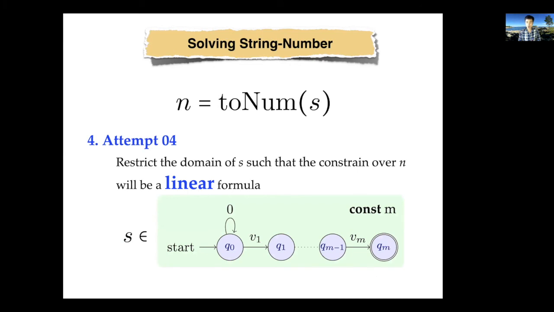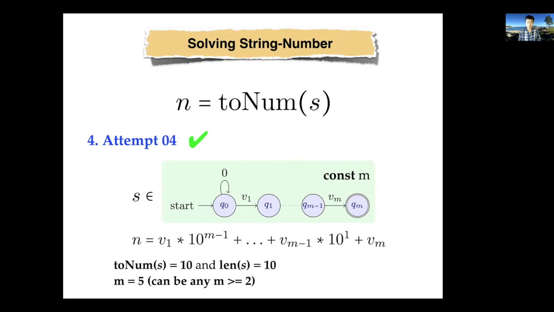That means we can define some constant M, and then we restrict the domain of our string variable to this form. We start with some zero loops, followed by some M nodes, and then we will have the constraint over numeric variable will be like this. And of course, when we give the constraint to some SMT solver, it can solve it.